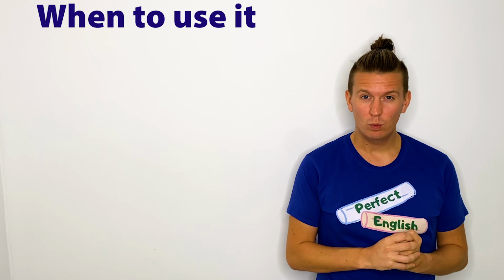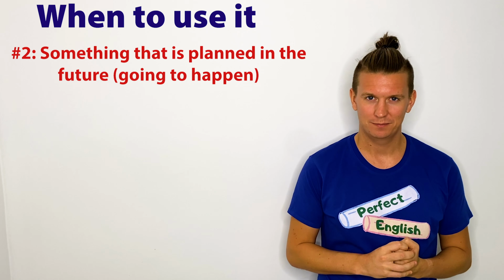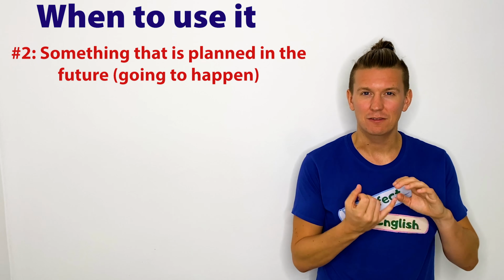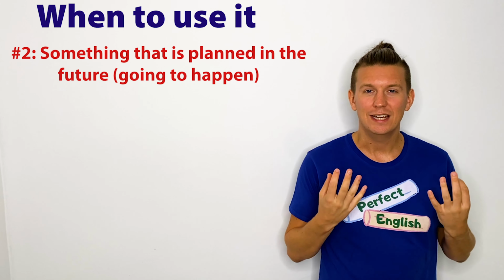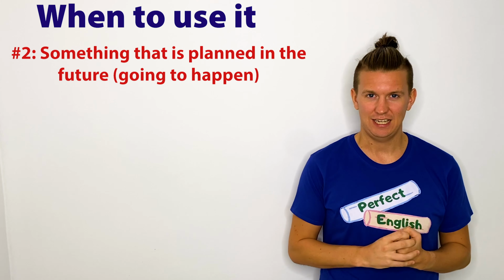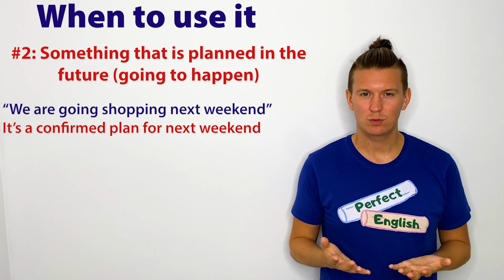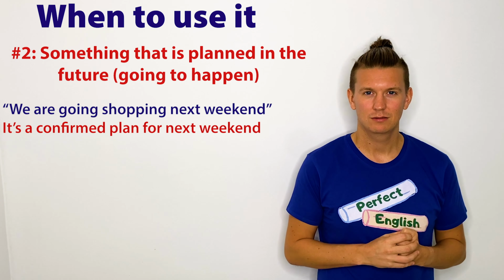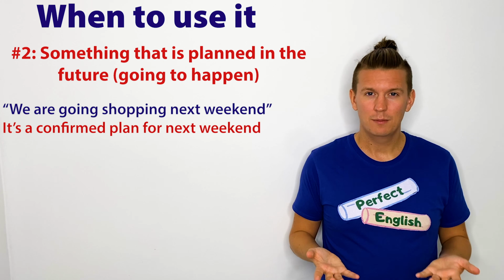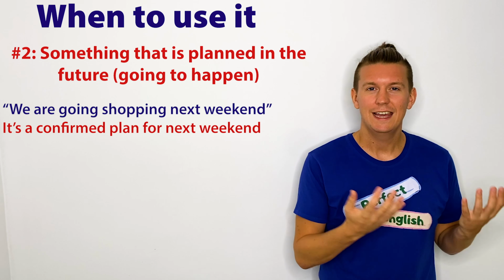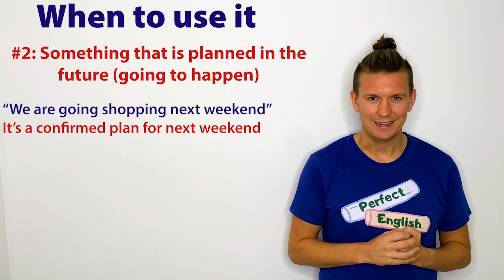And the second way we can use this tense is for something that is planned in the future. So anything that is confirmed or planned for the future, any activities, can use this ing present continuous tense. We are going shopping next weekend. Next weekend, we have a plan. We are going shopping. It's not happening now, but it's confirmed for the future. It's something that will happen in the future.